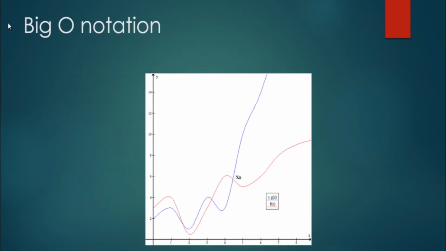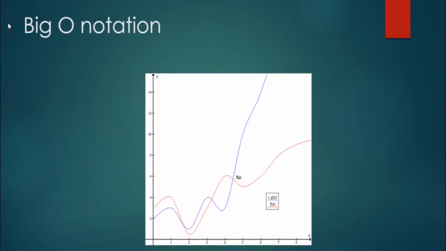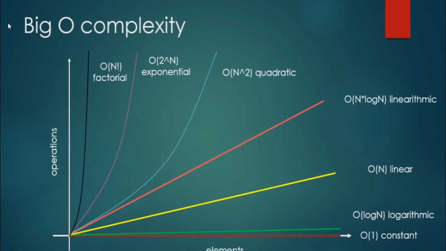So here's a graph, a good illustration of it. We have two functions, f(x) and g(x). The f(x) is denoted with red, the g(x) is denoted with blue, and we can see that from approximately 4.5, so from x0, f(x) is bounded by c times g(x). So this is the concrete definition we've been talking about, that f(x) is O(g(x)). So that's it. And let me say a few words about the main big O complexities.